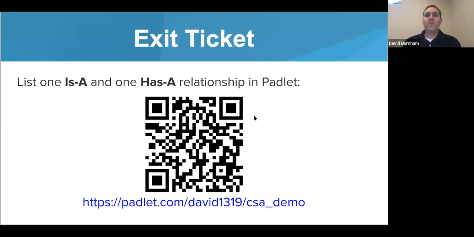What I do want to do is have an exit ticket, and we're going to post this link in the chat, or you can use your phone to snap a picture to move to this link. So go ahead, head on over to Padlet, and there's two different columns there. So post an is a relationship and a has a relationship example in Padlet. That's your exit ticket for today's lesson.